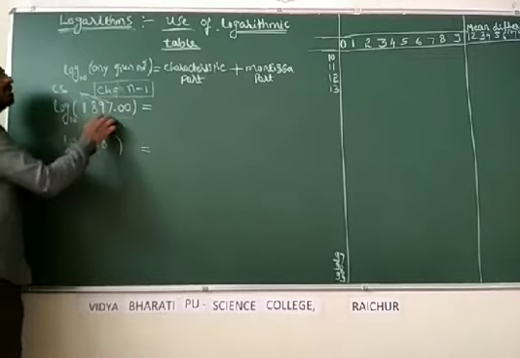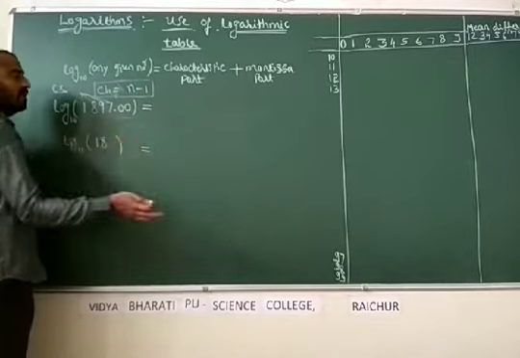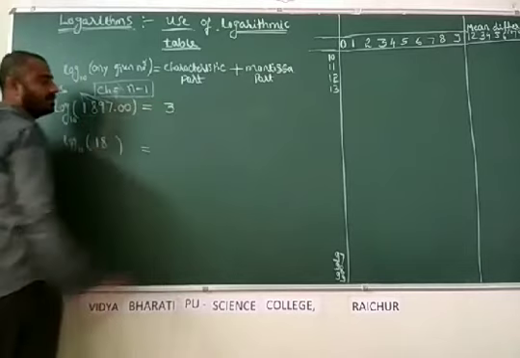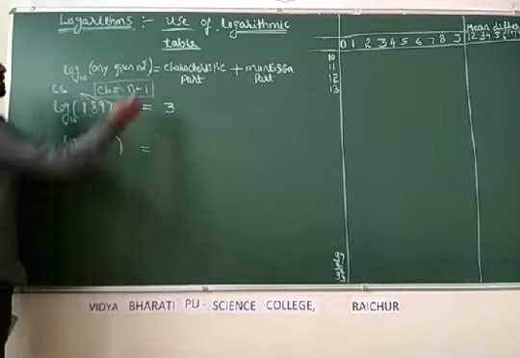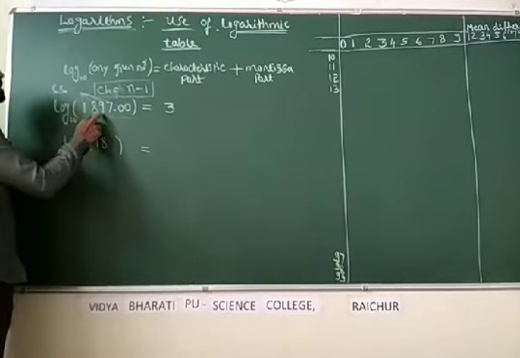4 digits are there. For this example, our n becomes 4. 4 minus 1 is 3. Now, the characteristic of this number is 3. Now, the characteristic of this number is found. Let us find out the Mantissa part of this.